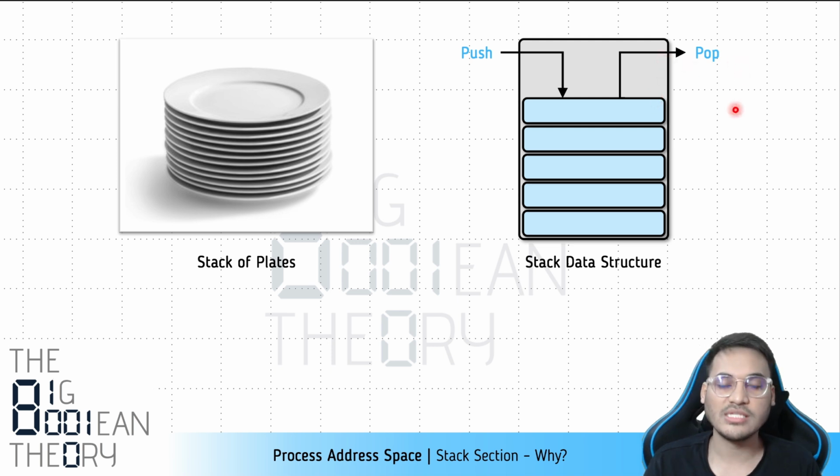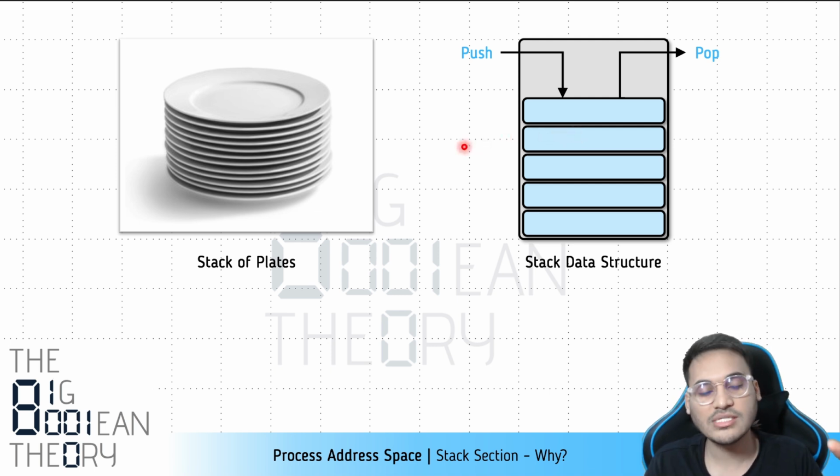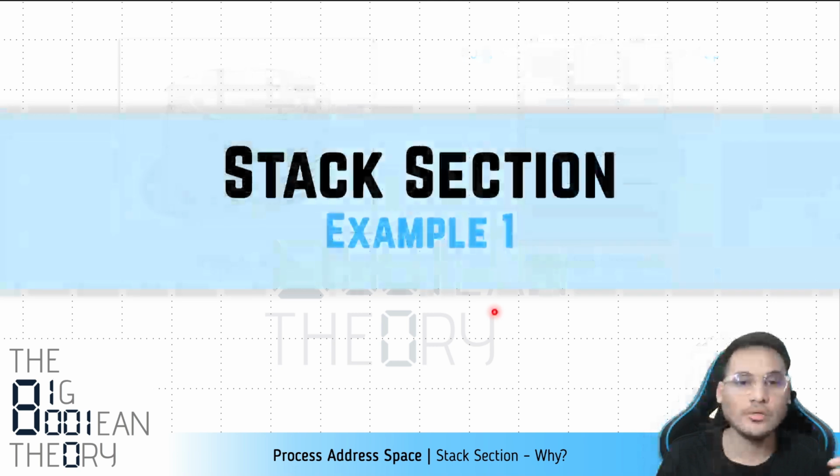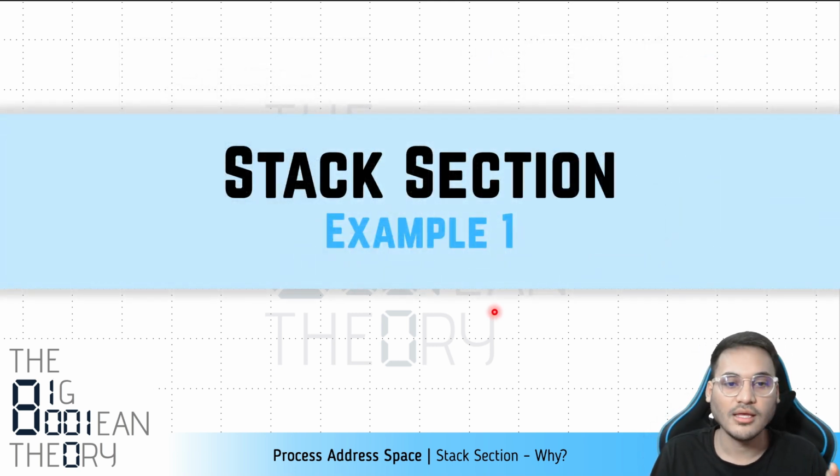So this was the basics of the stack data structure. And when we study the stack section in the memory, it is actually a stack data structure only. Okay, so we'll see how it operates. So let's take some examples and see how the stack section in the memory is implemented and why we need a stack section in the memory. So now we'll see some code examples and understand why we need a stack section in the memory, right?